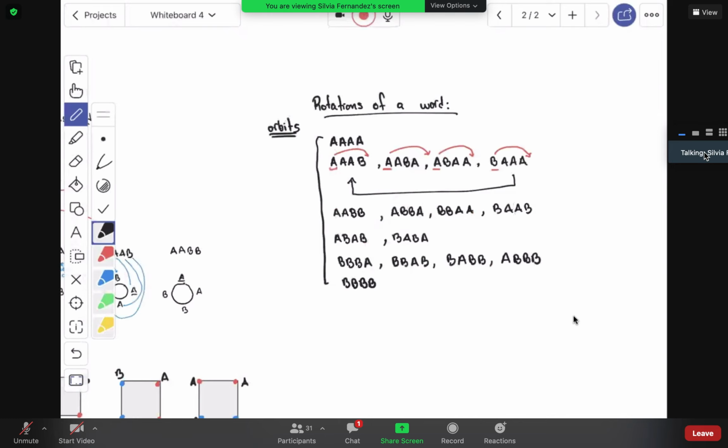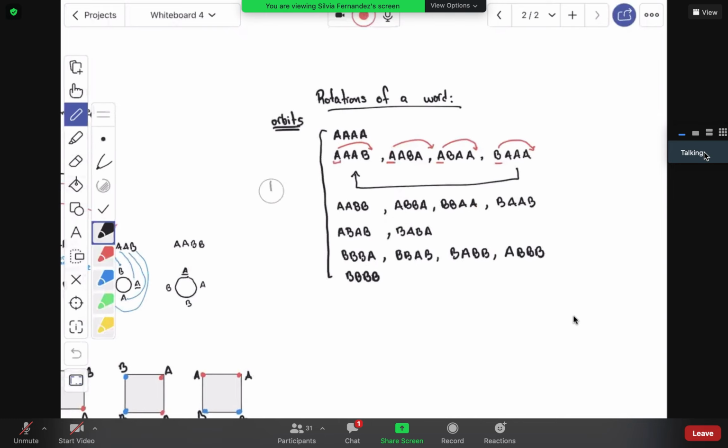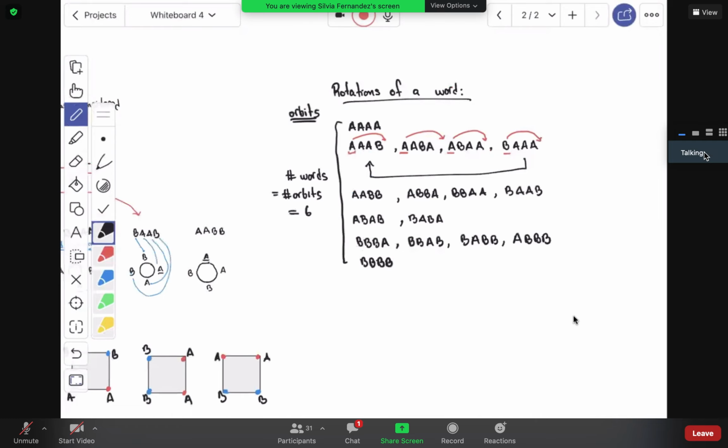These are my colorings. This is the number of words. This is my solution: number of words, number of colorings, number of orbits. Those are the orbits, and the number of orbits is 6. That's our answer. Each one of these is considered the same because they are the same under the rotations, right? So I only have 6 different words, or 6 different orbits. Make sense?